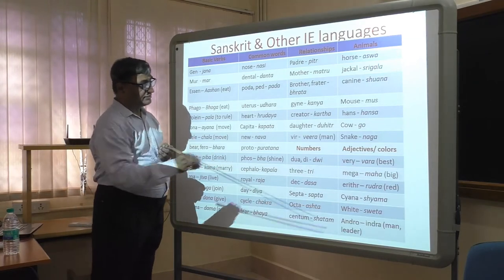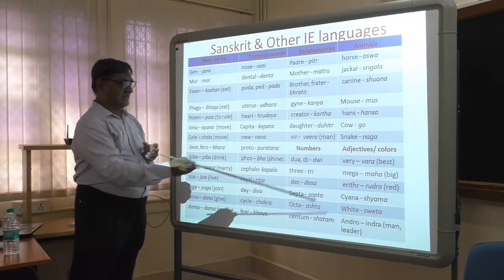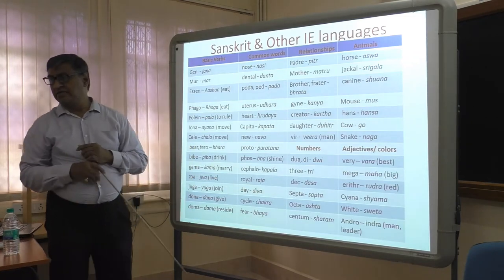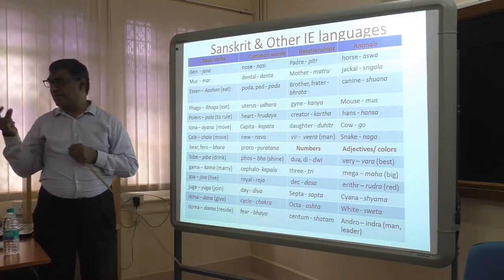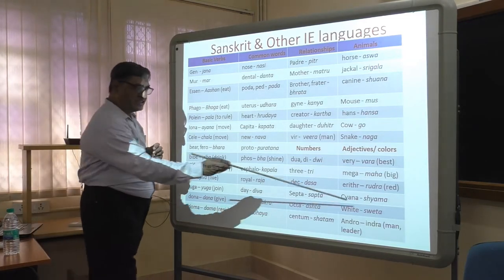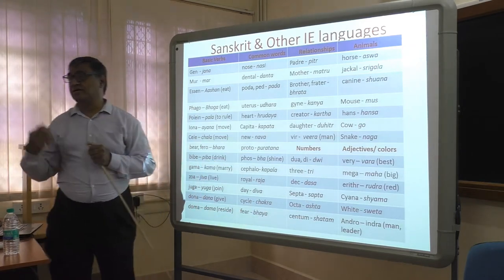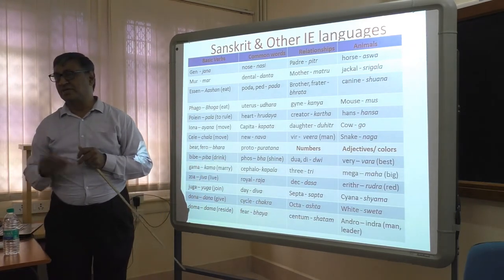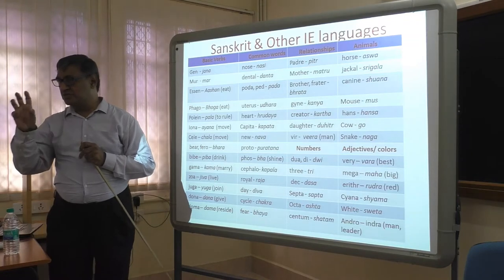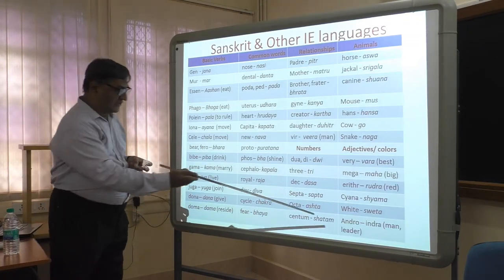In fact, Shyama, that is the deep black color. Cyanide comes from that. Cyanide has a dark blue color, so it's called cyanide. So the color Shyama is the same. Shweta is white. Svetlana, even today we have Svetlana. Shweta is white.